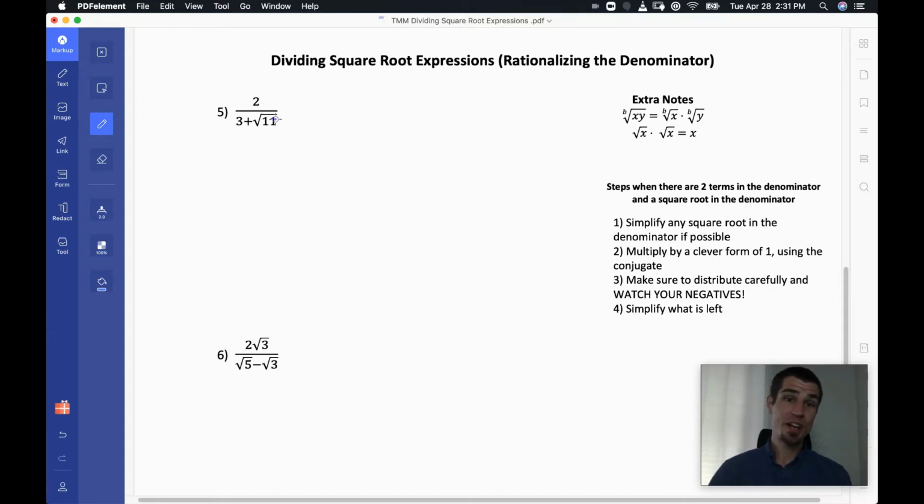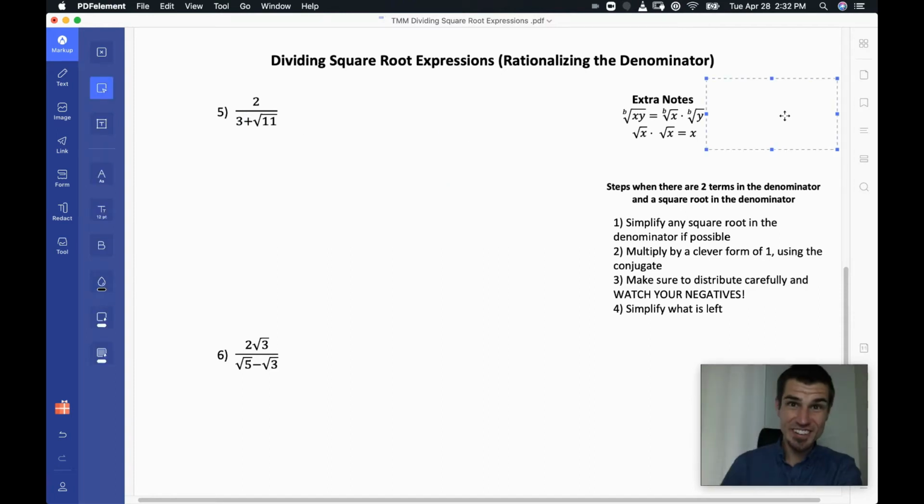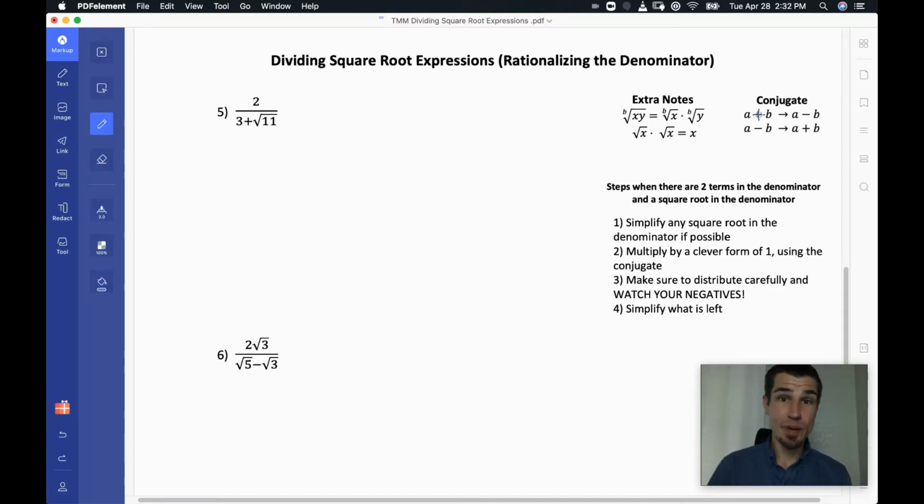We want to multiply this expression by this guy's conjugate. Now, what is a conjugate? I'll show you. It's right here. Are you ready for this? Hey, there it is. So, the conjugate of a binomial. So remember, a binomial is an expression with two terms. So 1, 2, there's two terms there.